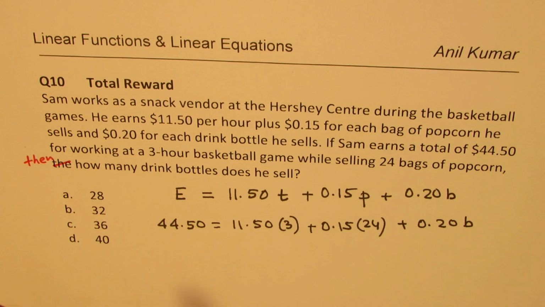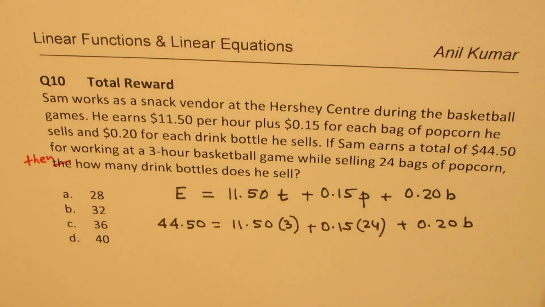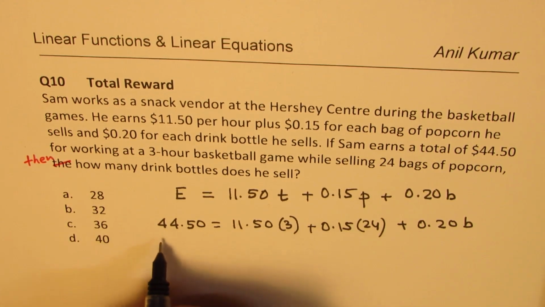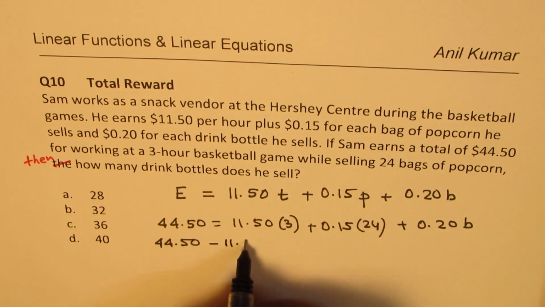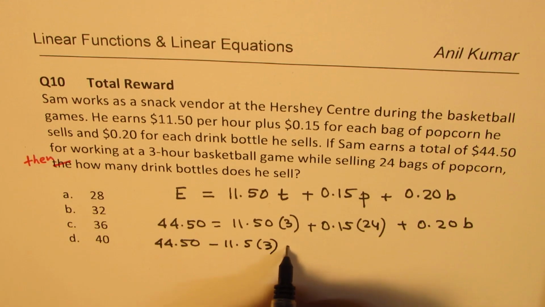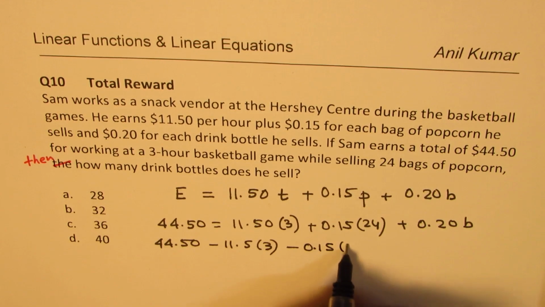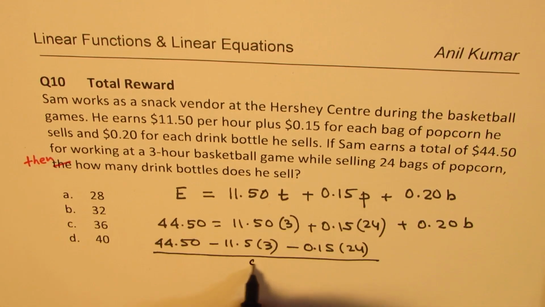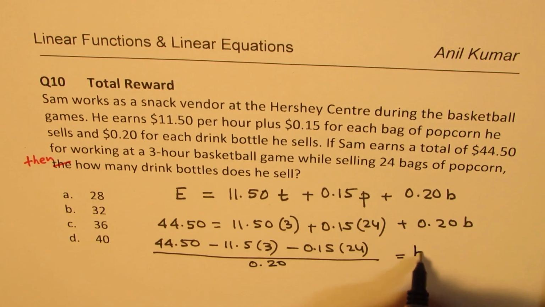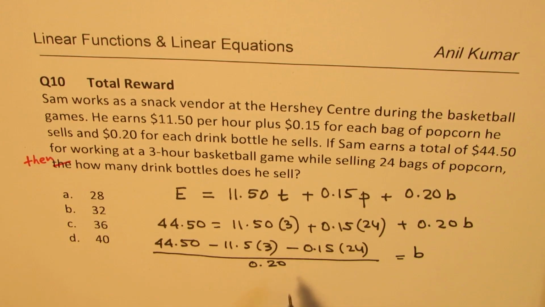And now what we just need is our calculator to work with. So what I will do here is bring all these terms together. So we get 44.50. We'll take away 11.5 times 3 from it. We'll also take away 0.15 times 24 from it. And then we are dividing all this by 0.20 to get the value of B, correct? So I have cut down on a few steps. By now I hope that is absolutely clear to you, right? So anyway, you can do one by one and get your answer.